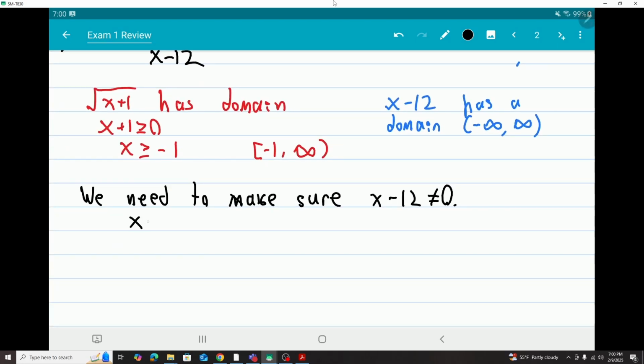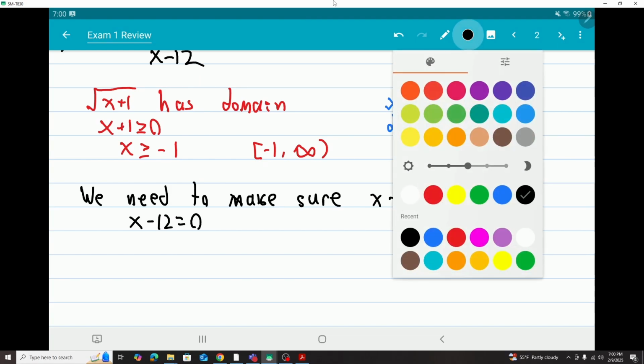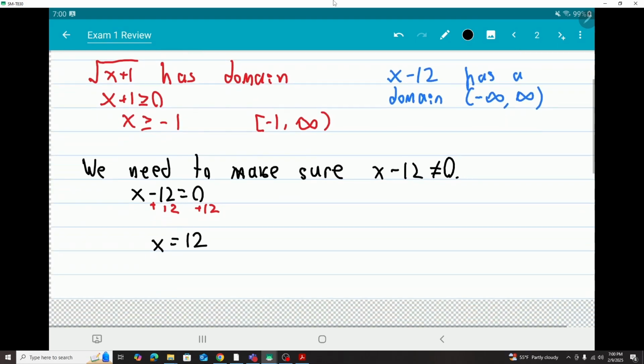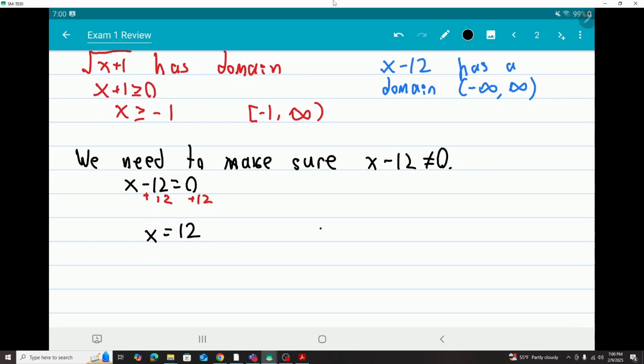So what would make x minus 12 equal to 0? Well, you set that equation up, and then you simply add 12 to both sides, so plus 12 on each, and you get x is equal to 12, and so we have to get rid of that from our domain. So in other words, if we're drawing a number line, the square root is saying start at minus 1.